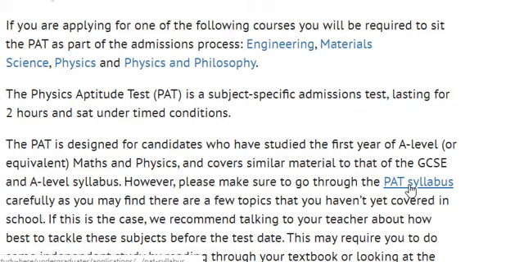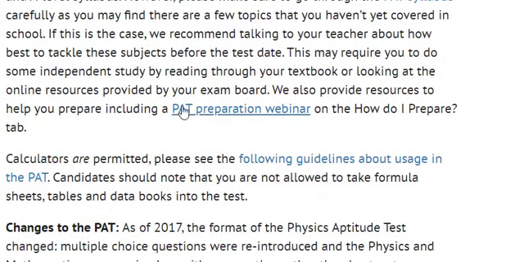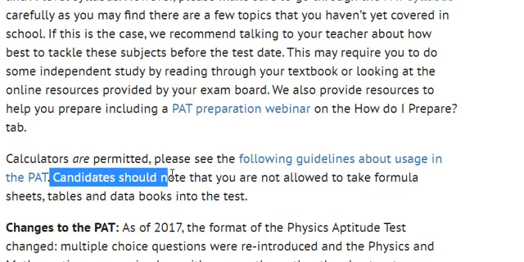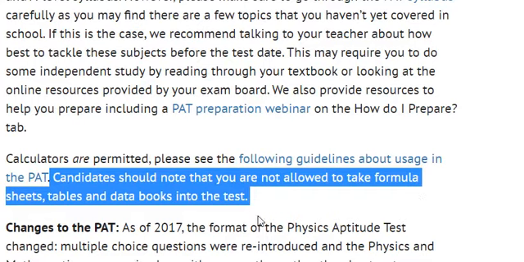If you click this link, you see the PAT syllabus. Before you appear in the test, you cover those topics, and then you will have some idea about the PAT. There are also materials online, a PAT preparation webinar, which you can check out. Calculators are permitted, so you can use them, but you have to follow the guidelines on where to use a calculator. Candidates should note that you are not allowed to take formula sheets, tables, and books into the test. So you are not allowed to do that.